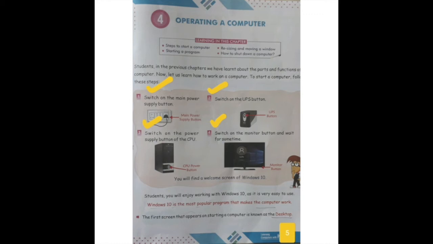So children, as we read through the chapter, it says that the first screen that appears on starting a computer is known as the desktop. So the first screen that you see is called a desktop, and this is how a desktop looks. Can you all see the desktop here? It has a start button at the extreme left corner, a task bar at the bottom of the screen, and there are a few small icons on the desktop. The icons are the small files or programs available on your computer.